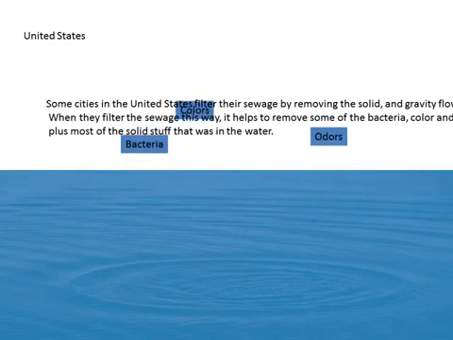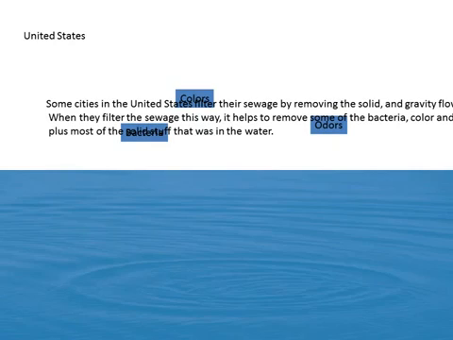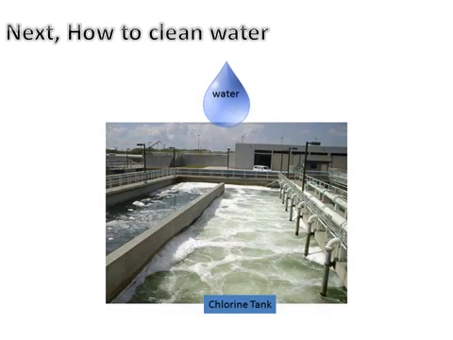Some cities in the United States filter their sewage by removing the solid and gravity flow the liquid sewage through sand. When they filter the sewage this way, it helps to remove some of the bacteria, color, and odor, plus most of the solid stuff that was in the water.